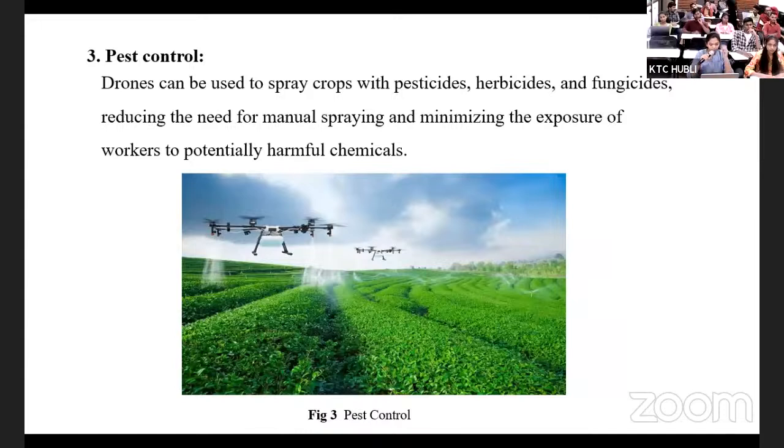So next, pest control. Drones can be used to spray crops with pesticides, herbicides, and fungicides, reducing the need for manual spraying and minimizing the exposure of workers to potentially harmful chemicals.